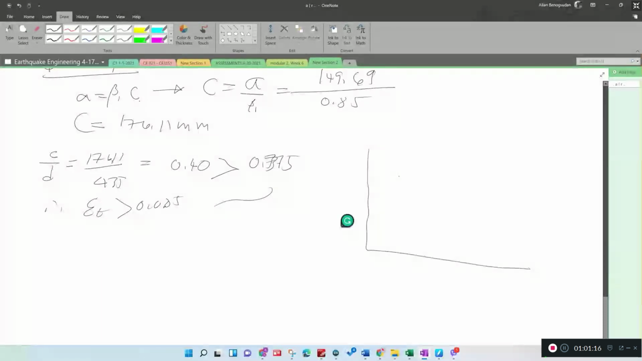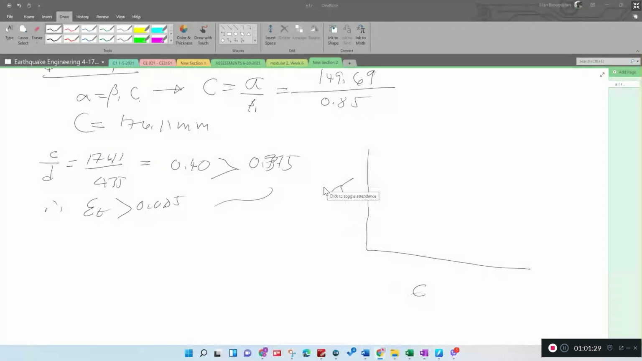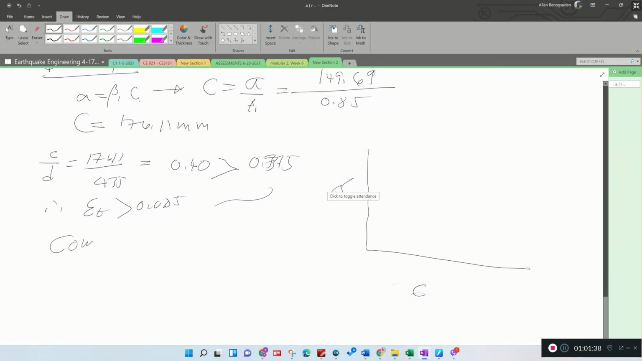How does it look where you have your strain? Okay, so compute. Alright. Compute. Can you follow? Any question? Anybody? Can you follow our example?